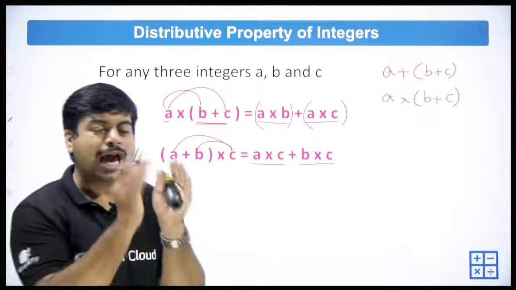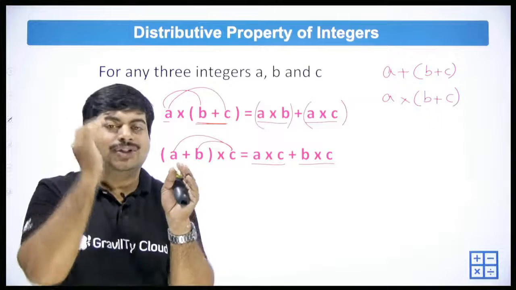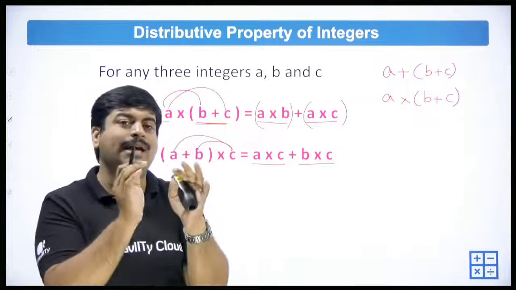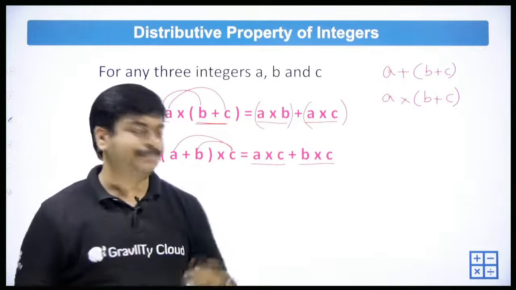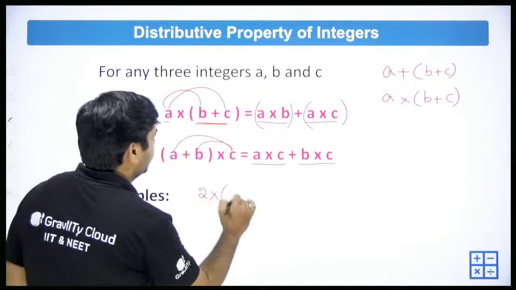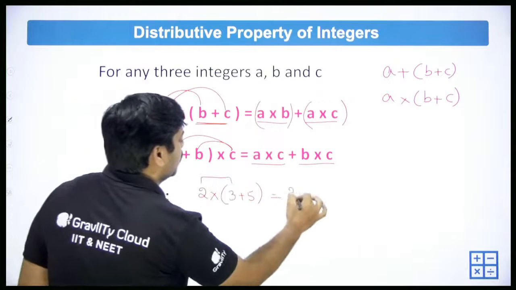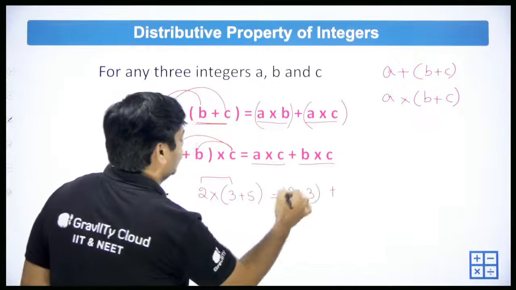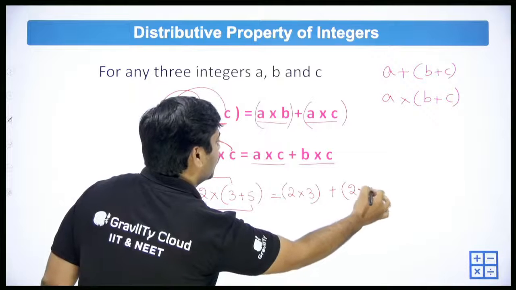When you have the terms in a bracket, it says that they are one unit. Whatever changes you want to do, you should do to all the numbers inside the bracket, correct? Let me give you small examples. If you have 2 into 3 plus 5, that will be equal to 2 into 3 plus 2 into 5.